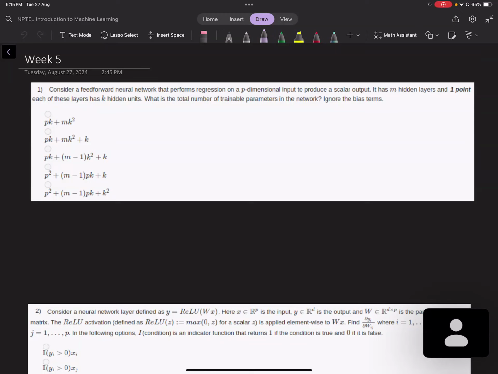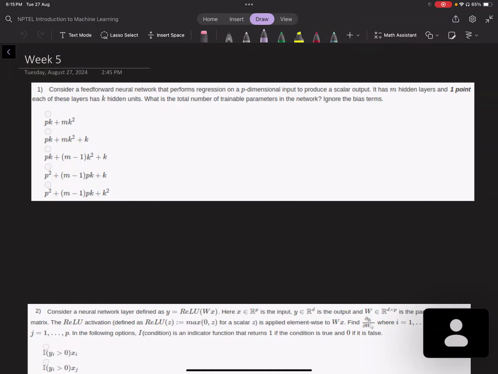Question number 1 says, consider a feed-forward neural network that performs a regression on a p-dimensional input to produce a scalar output. It has m hidden layers, and each of these layers has k hidden units. What is the total number of trainable parameters in this network? Ignore the bias terms. So if you have answers, you can post it in the chat. Otherwise, I'll discuss it.